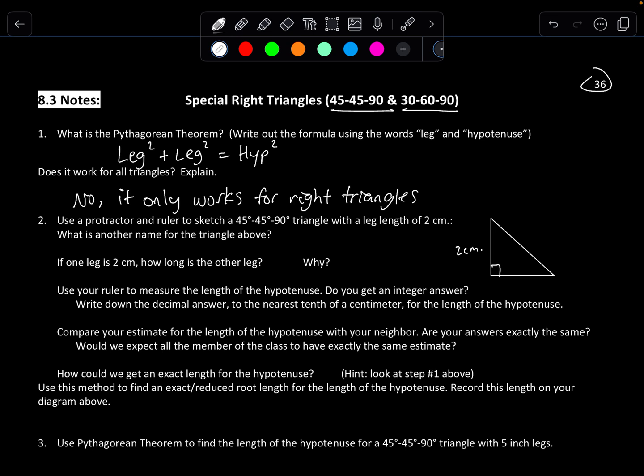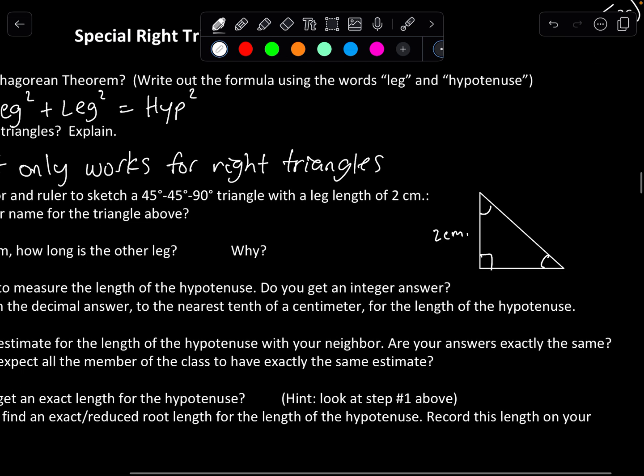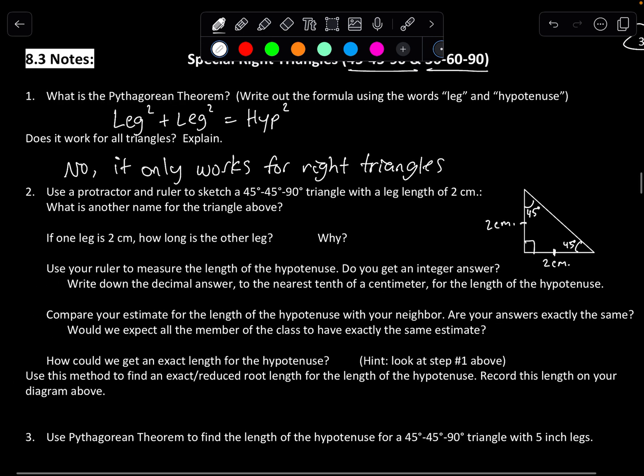It's 2 centimeters. And if one of the legs is 2 centimeters and these angles are the same, they're both 45 degrees, that means it's an isosceles triangle, and these sides are congruent. So if that's 2 centimeters, then this is also 2 centimeters. So why is that? Well, you could say because these angle measures are exactly the same, therefore the distance across from them is identical.